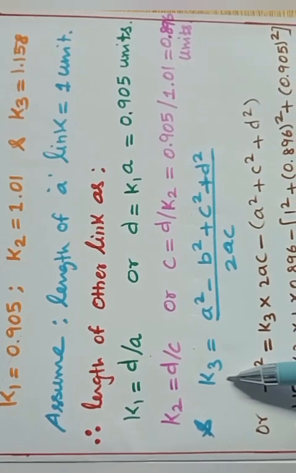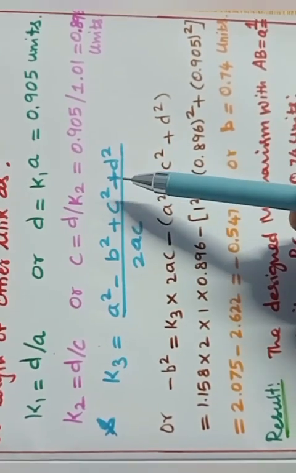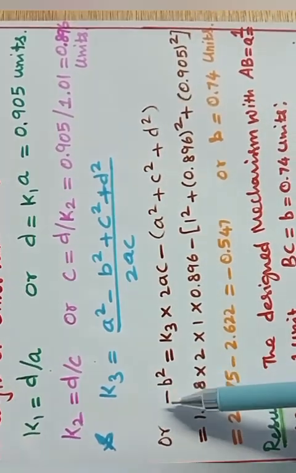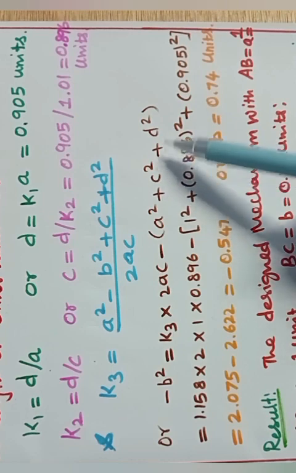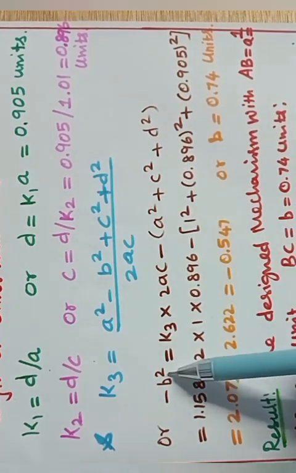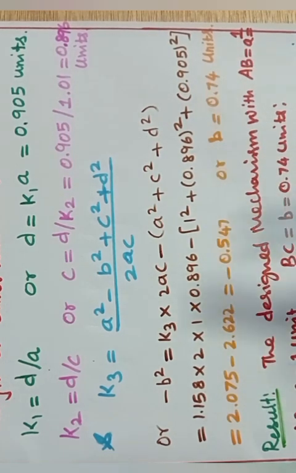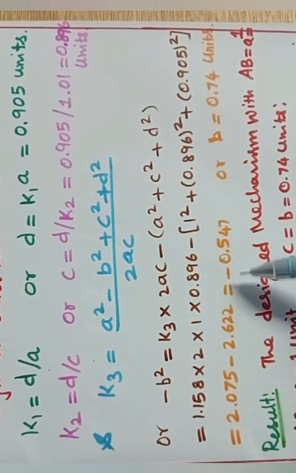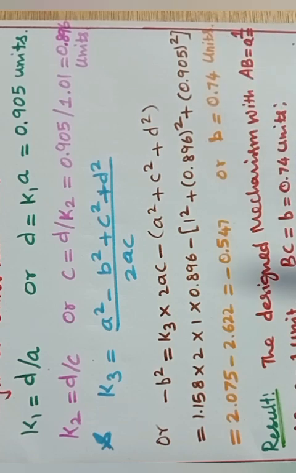For k3, as you know the formula, k3 equal to a square minus b square plus c square plus d square, divided by 2ac. Here we rearrange the equation: minus b square equal to k3 into 2ac minus of a square plus c square plus d square. Putting the corresponding values, we obtain 2.075 minus 2.622 equal to minus 0.507. So we obtain the b value like this: b equal to 0.74 units.